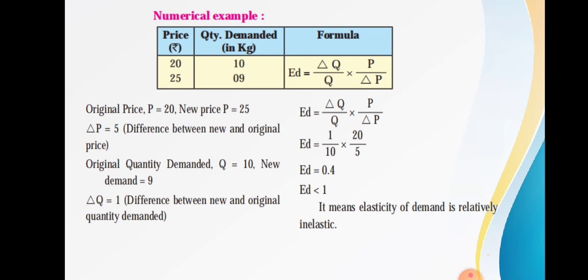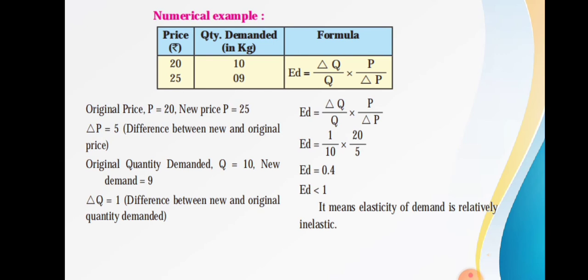The ratio or percentage method can be better understood by applying a numerical example. Suppose there are two columns. The first column indicates the price, whereas the second column indicates the quantity demanded. When the price is rupees 20, the quantity demanded is 10 kg.